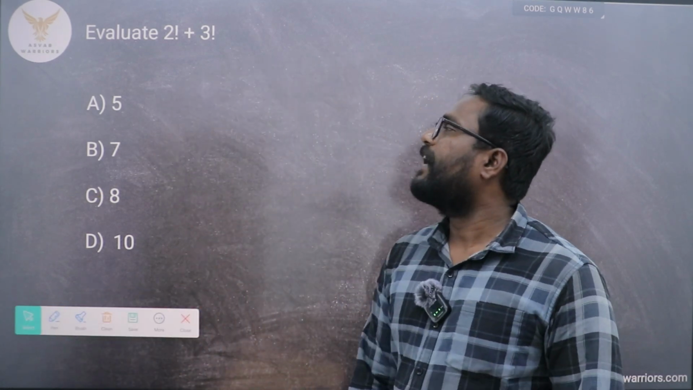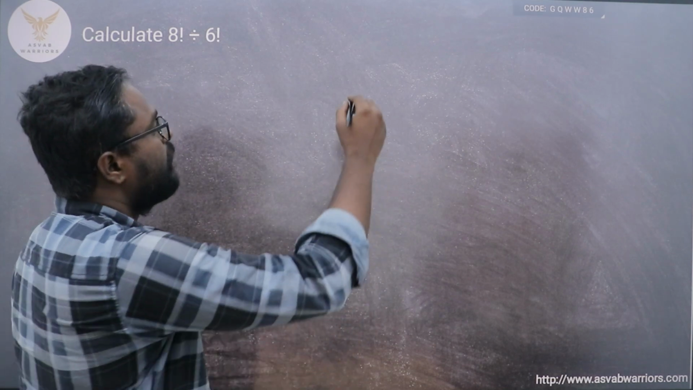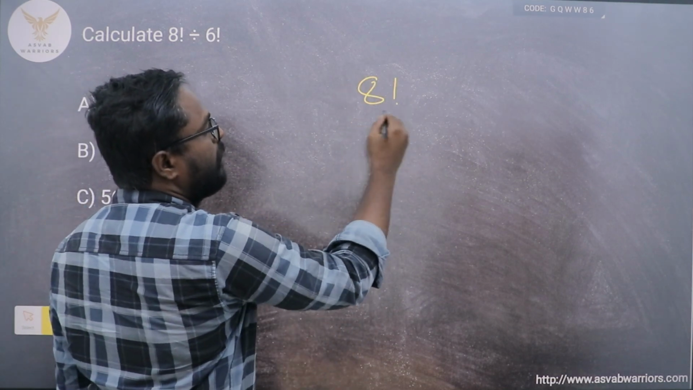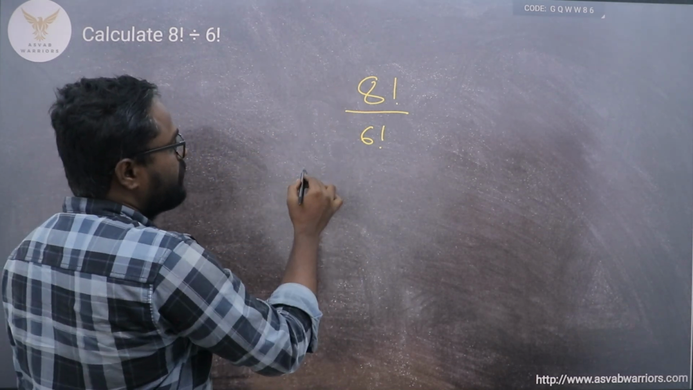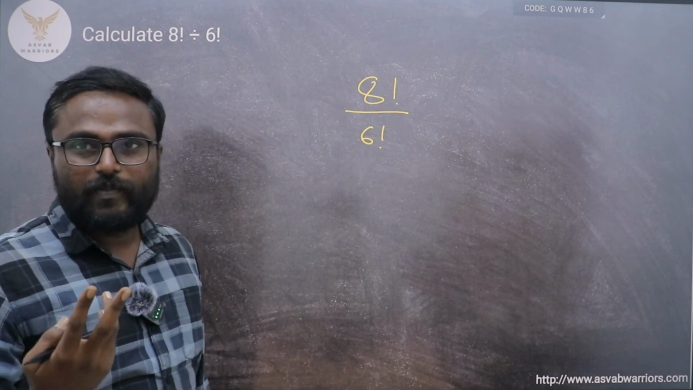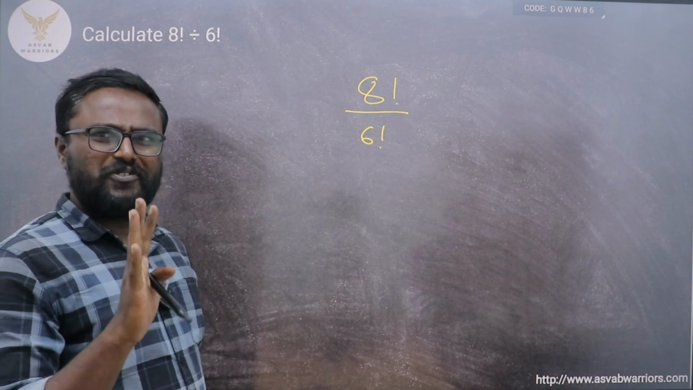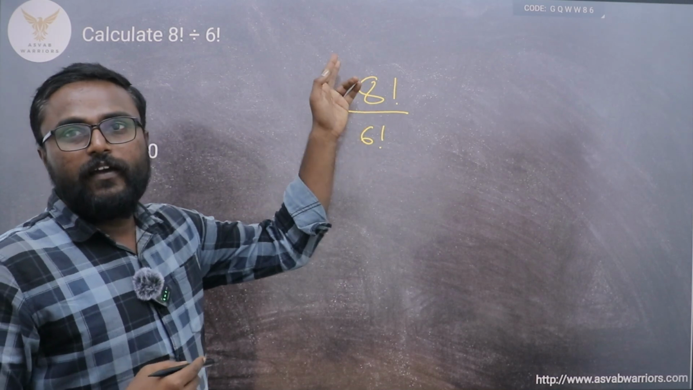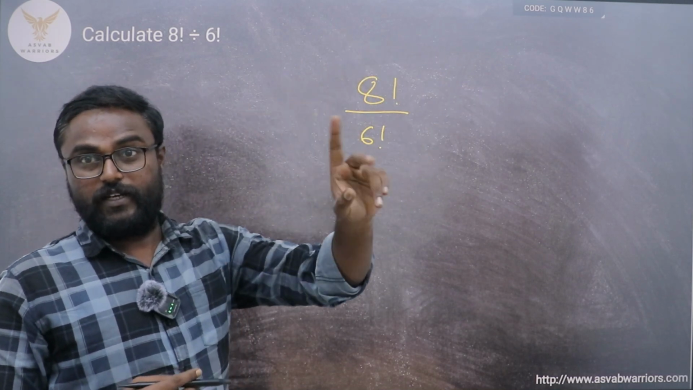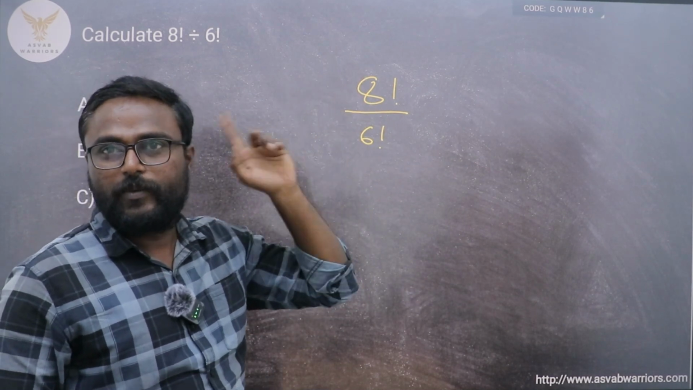The question says 8 factorial divided by 6 factorial. I'll just write it down over here for you. 8 factorial divided by 6 factorial. Now there is a smart way and there is a hard way. There is basically no dumb way for this. The hard way would be that you go on multiplying 8 times 7 times 6 times 5 times 4 times 3 times 2 times 1, and then you divide this by 6 times 5 times 4 times 3 times 2 times 1.